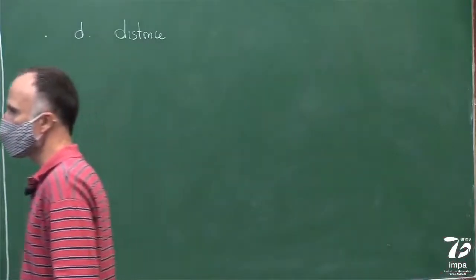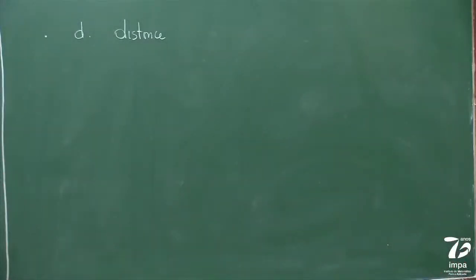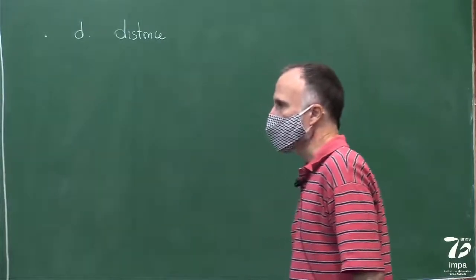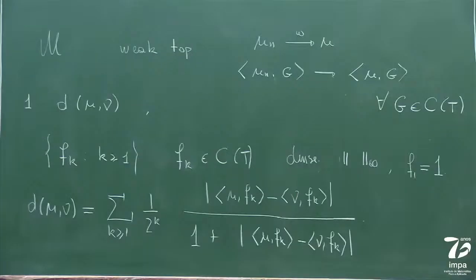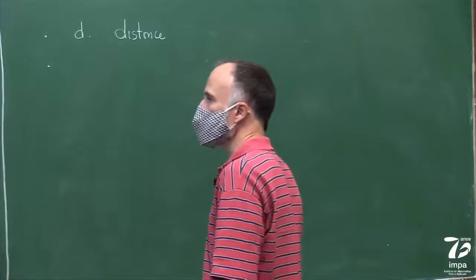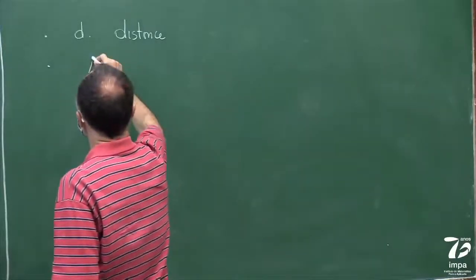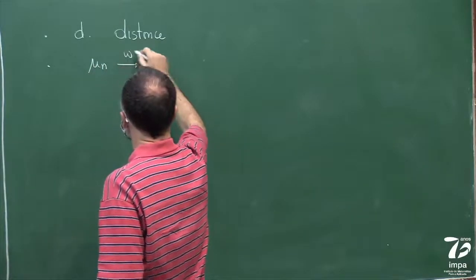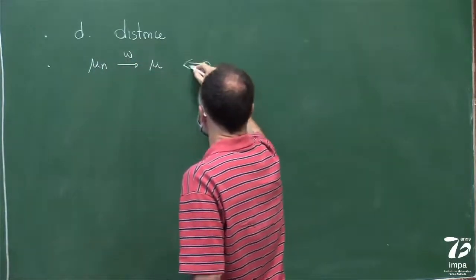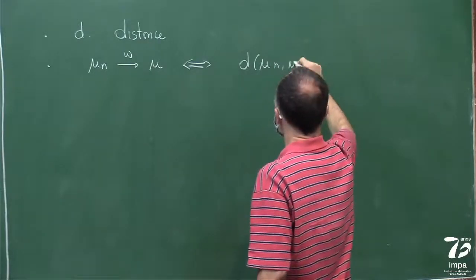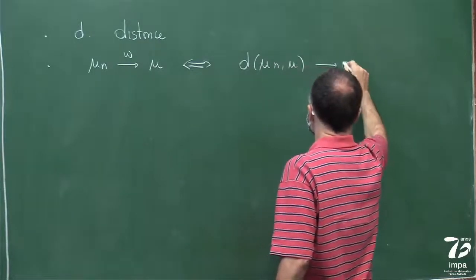Construct also a family of dense functions in L infinity, in this space. And then what I claim is that a sequence mu n converges to mu weakly if and only if the distance of mu n to mu converges to 0.